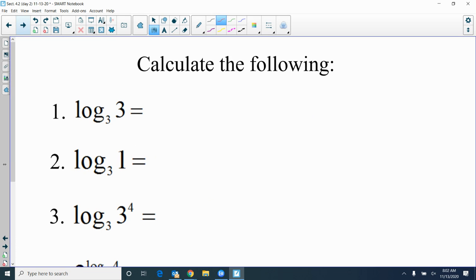All right, now a bunch of these little rules come up that are going to be important on that next page. The first two you're usually pretty comfortable with. Log base 3 of 3: 3 to what power equals 3? It's got to be 1, since 3 to the first power is 3. Log base 3 of 1 is going to equal 0.